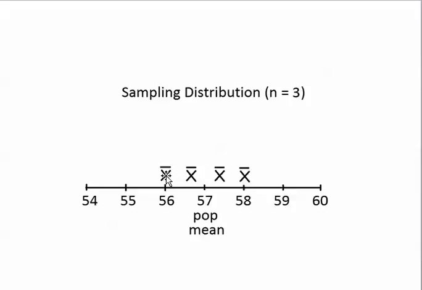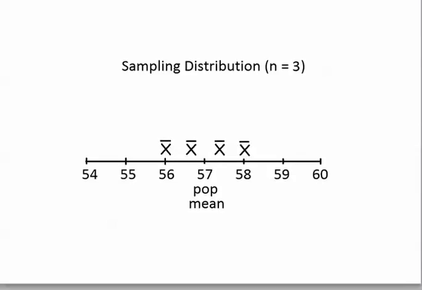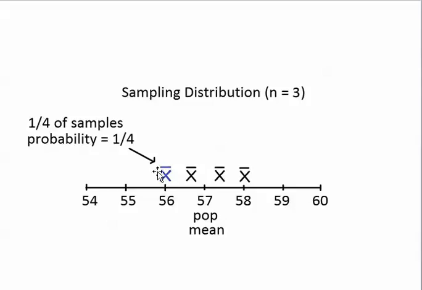In this graph, we can see the means of the 4 possible samples of 3 people, and we can see that 1/4 of the possible samples have a sample mean that's below 56.67. All of these other 3 samples have a sample mean that's 56.67 or higher. That's why the probability is 1/4.